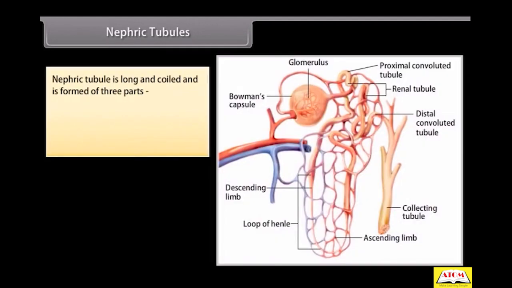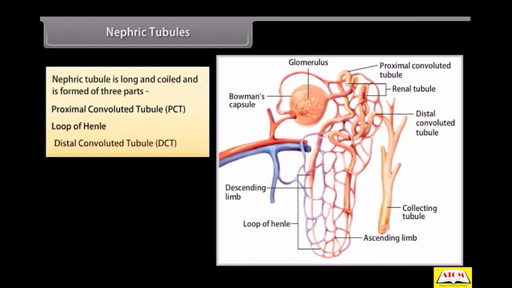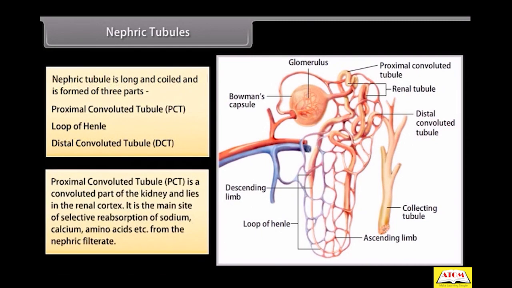Nephric tubules. The nephric tubule is long and coiled and is formed of three parts: proximal convoluted tubule (PCT), loop of Henle, and distal convoluted tubule (DCT). The proximal convoluted tubule is a convoluted part of the kidney and lies in the renal cortex. It is the main site of selective reabsorption of sodium, calcium, amino acids, etc.